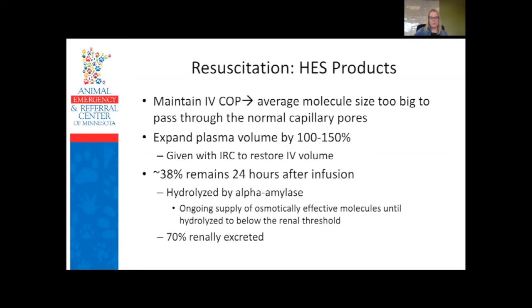And studies have shown that about 38% of hydroxyethyl starch products are going to be within the body after about 24 hours of infusion. These molecules are broken down by alpha amylase, and the alpha amylase is breaking them down sequentially. It's not like it's all broken down at once. So what you have is this ongoing supply of osmotically effective molecules until that alpha amylase is able to chew these molecules up small enough to exceed that renal threshold and then be renally excreted. So they're persistent in the vasculature as well.